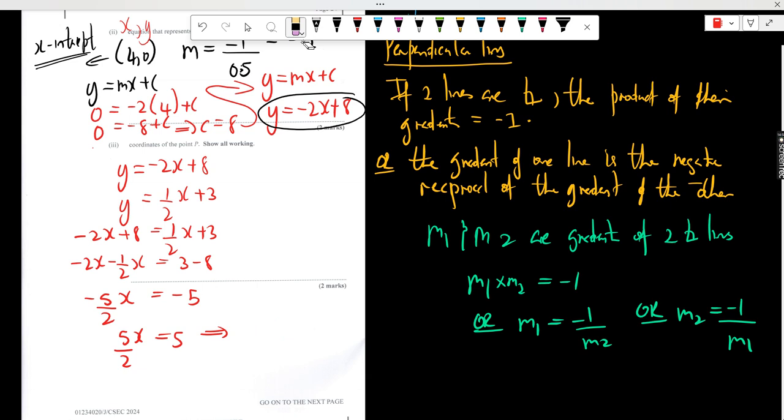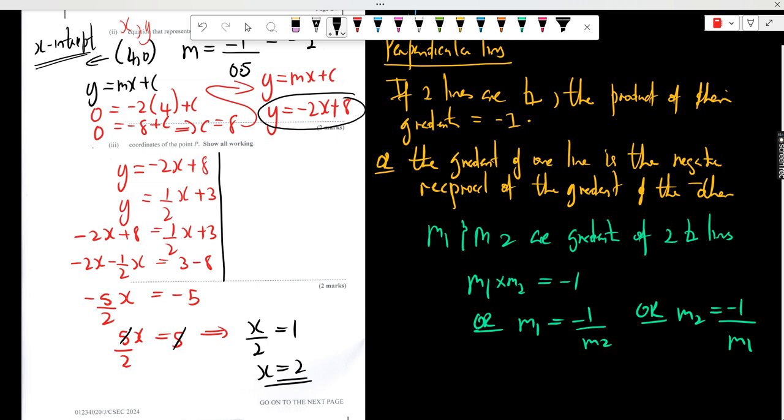Or what we could have done also, we can just strike through the fives, and this gives us x over 2 is equal to 1, which means that x is equal to 2. So that is the x coordinate of the point P.